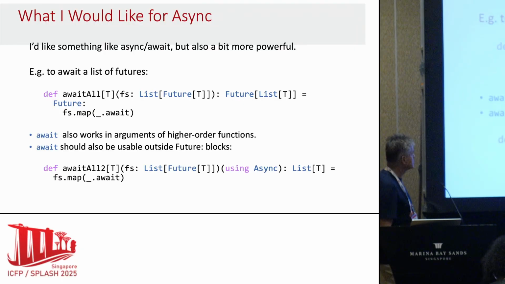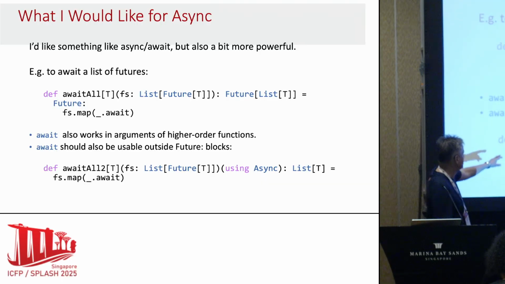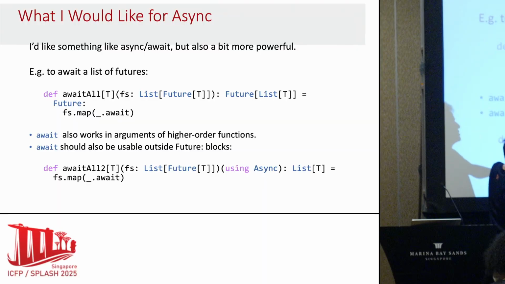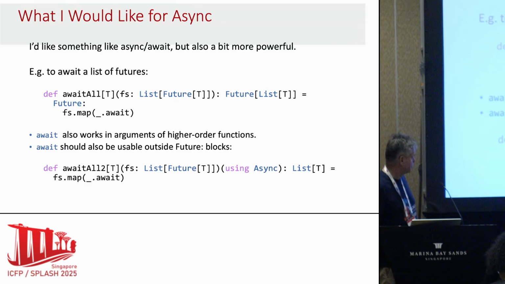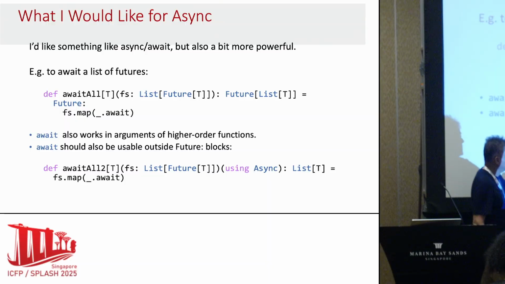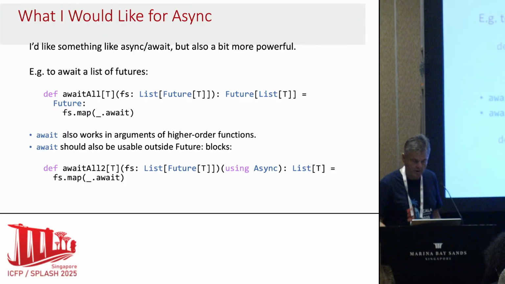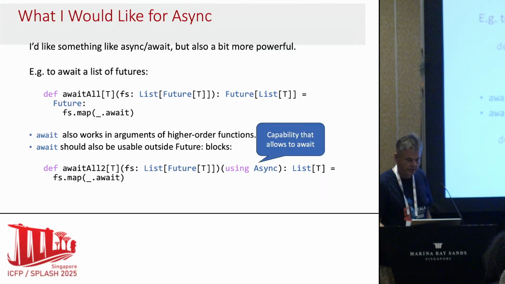Okay, and await should also be usable outside future blocks. So even if I don't construct a new future, it should be able to say, well, I have a list of futures and I want to give you a list of the things that are in there, or throw an exception if one of these futures fails. And that should be possible by just writing the same thing, but now it has essentially a capability to do this. So this async is essentially a thing, and yes, you can do async stuff. You can suspend on a computation. So that's a capability that allows to await.